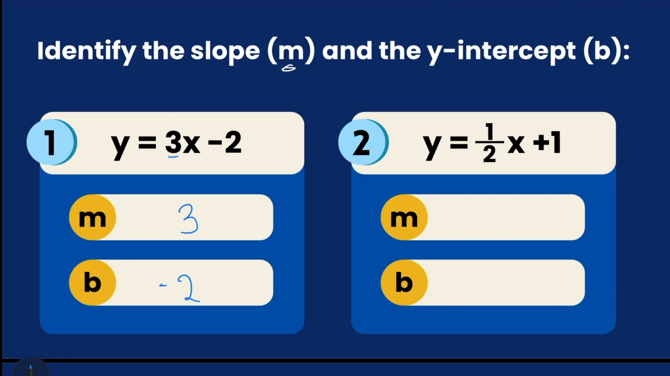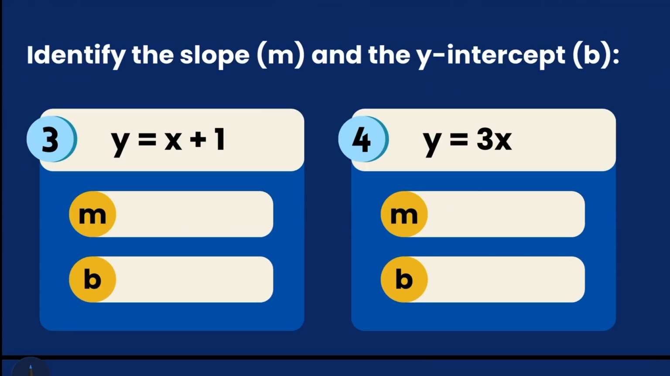Here we have y equals 1/2 x plus 1. Well, remember, m is just whatever is next to x. So in this case, my slope would be 1/2, and my b is whatever is by itself, and in this case, it would be 1. And that's it.